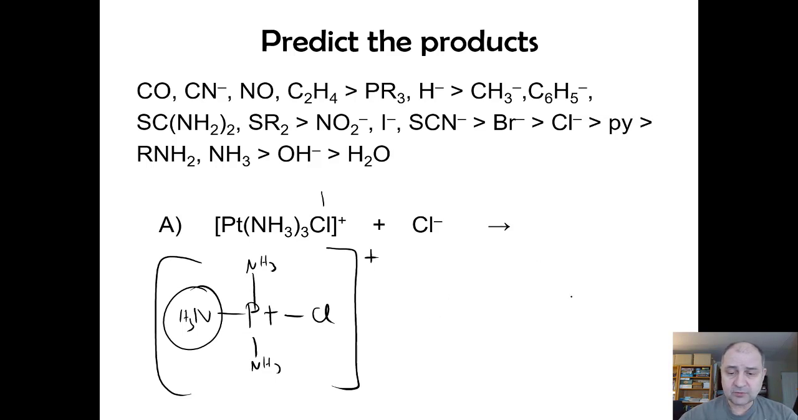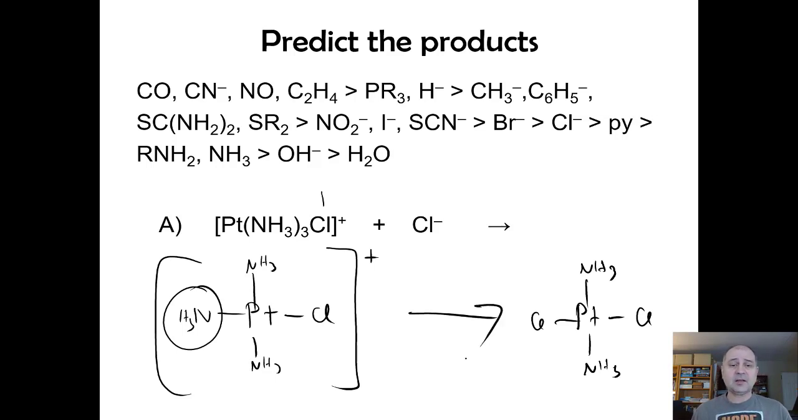So the only product formed here is this Pt and Cl, Cl, and then of course this no longer has a charge because we are substituting a neutral amine ligand with a chloro ligand, so this is now neutral. So this is the only product we expect here.